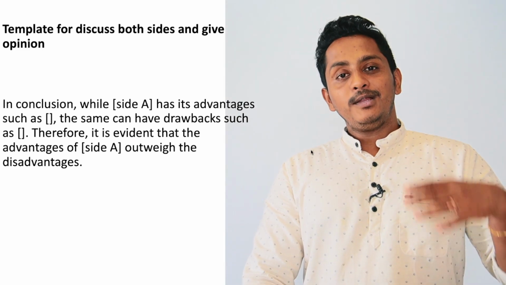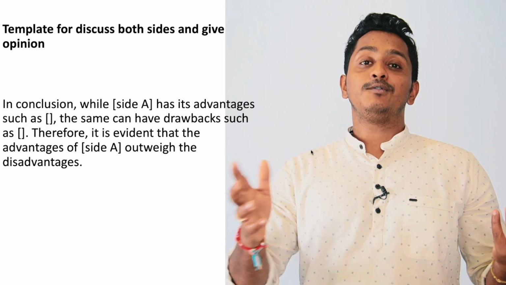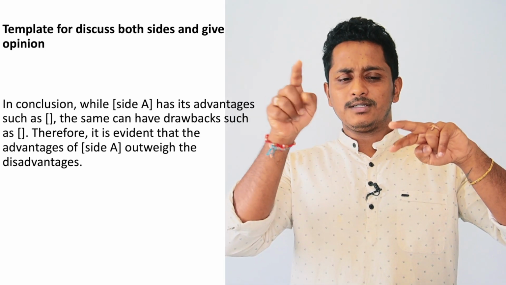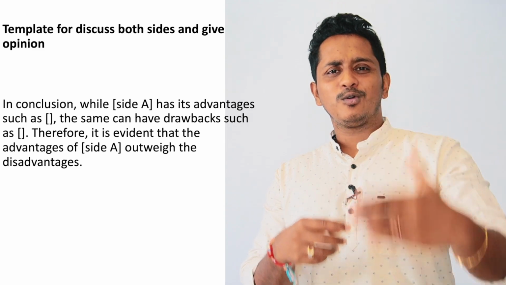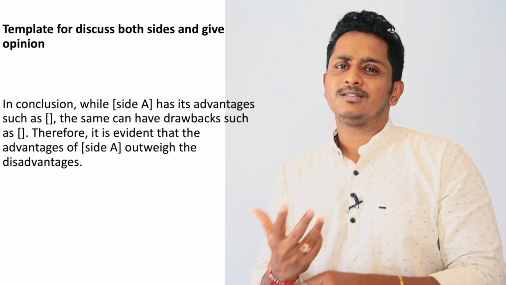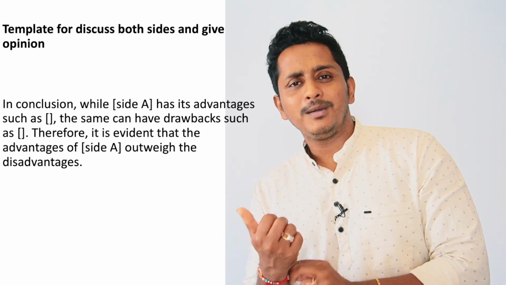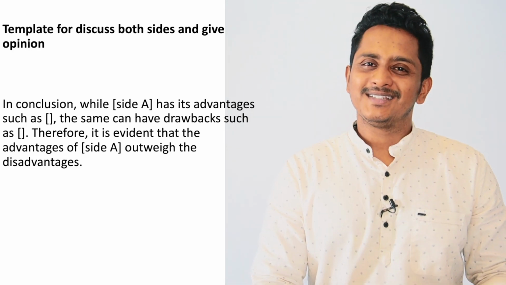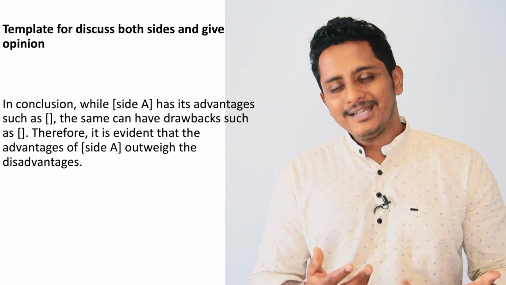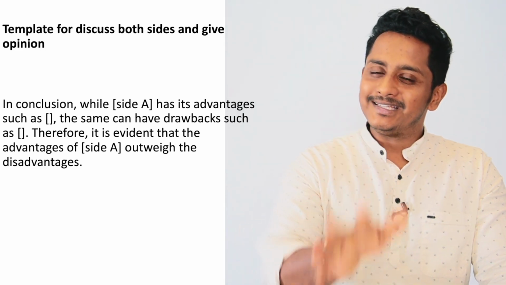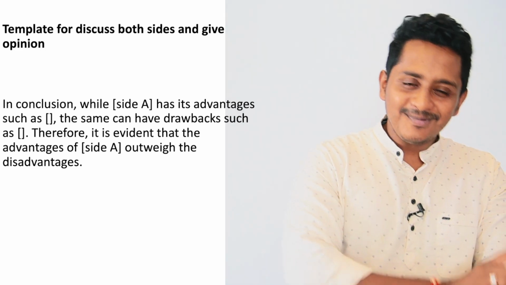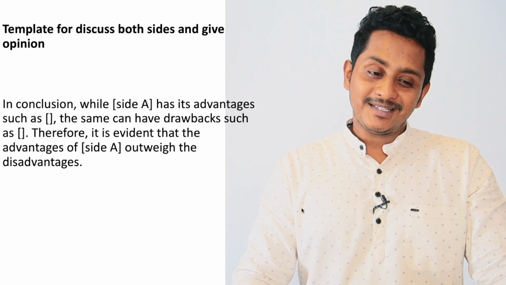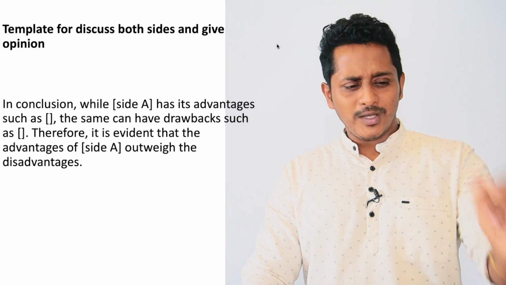Now we move on to templates for discuss both the sides and give your opinion. Pay more attention when you are discussing both the sides. Side A you discuss, side B. Obviously you talk good things about side A and then good things or bad things about side B and then give an opinion based on some bias. That means either you talk about benefits, some problems. So usually it is benefits and problems only. So the same template that we used for advantage outweigh disadvantage can actually be used here with a little tweak.